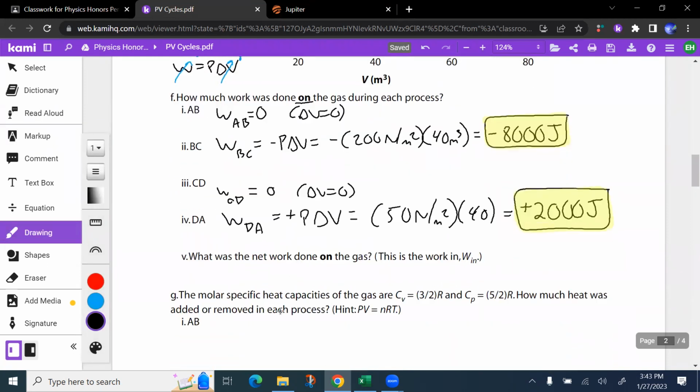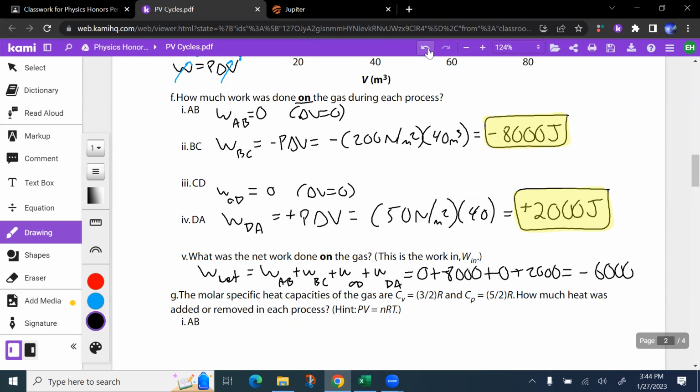What was the net work done on the gas? Well, net just means total. So how do I find net? It would be the work from B to C. Well, technically, it's the work from all of them. So I guess I should be a little more specific. It's the work from A to B plus the work from B to C plus the work from C to D plus the work from D back to A again. So it's 0 plus negative 8,000 plus 0 plus 2,000, which is equal to negative 6,000 for the entire cycle.